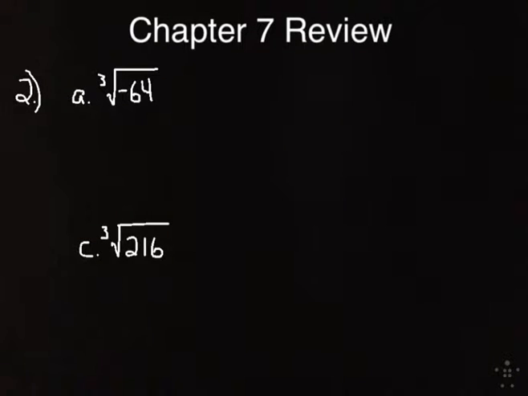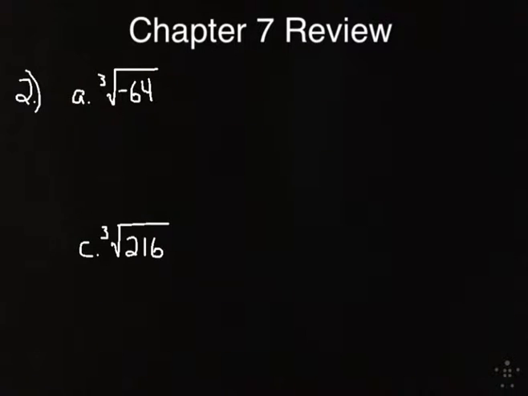This is Chapter 7 review, and we're going to do some selective problems from the chapter review, page 326, 327, for our review for our test. So we're going to do 2A and 2C first. Let's take a look at these and see if we can figure them out. It says find each real cube root. If no real root exists, state so.